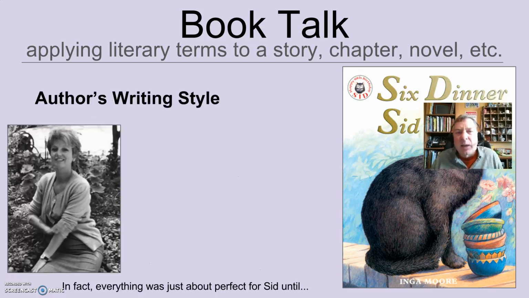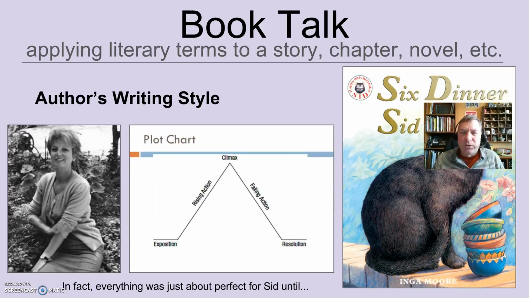And so, last thing I want to talk about is the author's writing style. This is Inga Moore. She's a British author of children's books. And what I really want to talk about first in her writing style is her use of the plot chart that we've studied in class. I like this story because it's almost a perfect following of this map with this triangle that's got the two sides of a triangle that seem to have the same sides. It almost perfectly follows this little map.